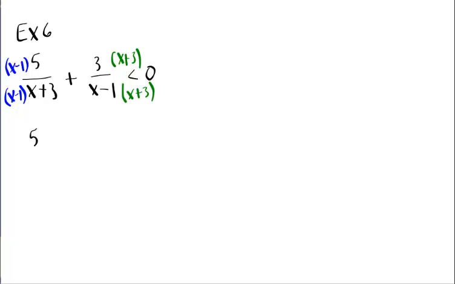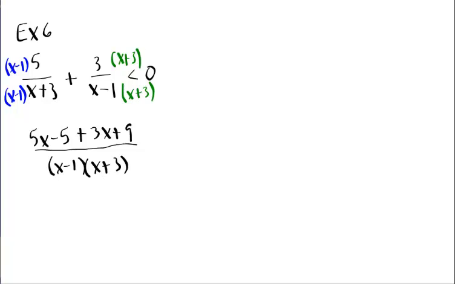And what I end up with is 5x minus 5 plus 3x plus 9 on the top. And on the bottom, I'm left with, don't FOIL it out, x minus 1 times x plus 3. And I want to know where that's less than 0. So clean the top up one more time. 8x plus 4 over x minus 1 times x plus 3.